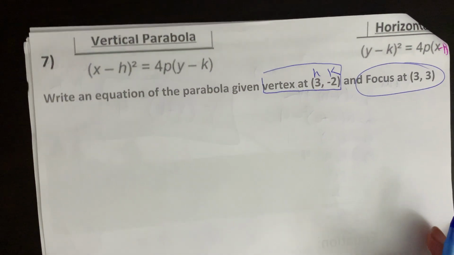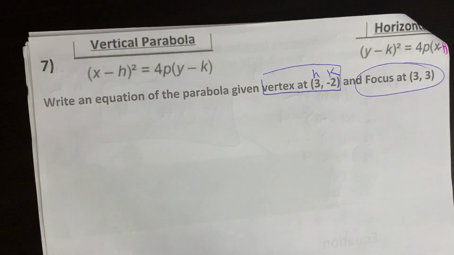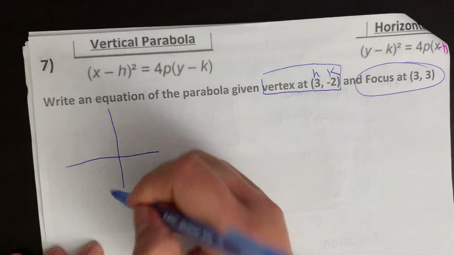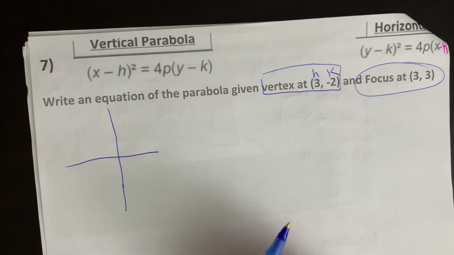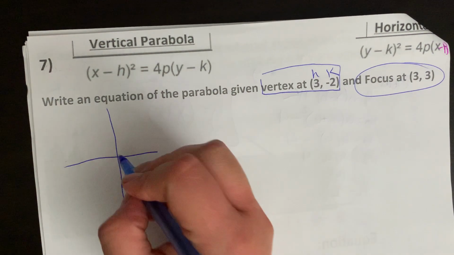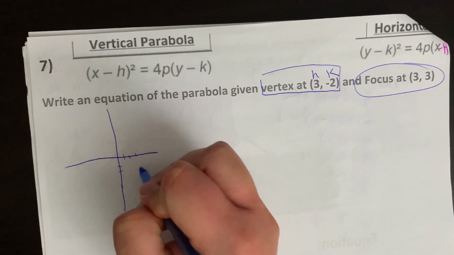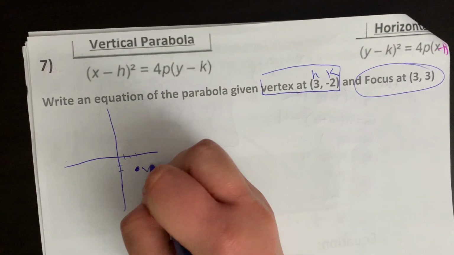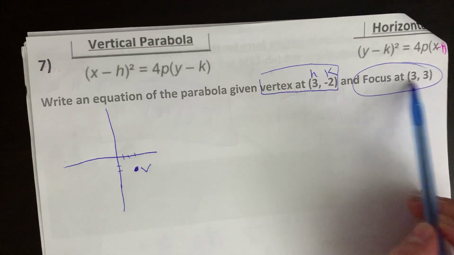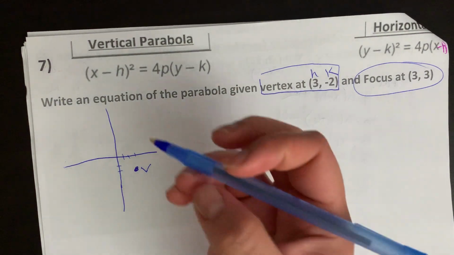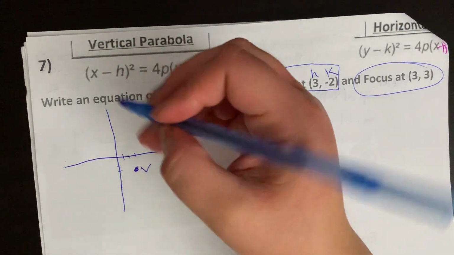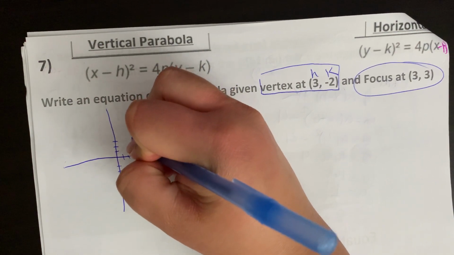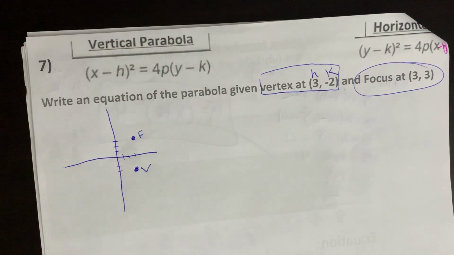All right, so I'm going to draw just like a normal graph there. Okay, so let's do our vertex of 3, -2. So 1, 2, 3, 1, 2. So that would be about right here. So there's 3, -2. Let's label that my vertex. And then I'm going to do my focus at 3, 3. Okay. So my focus is at 3. So 1, 2, 3. So at about there, right? So that's my focus and my vertex.